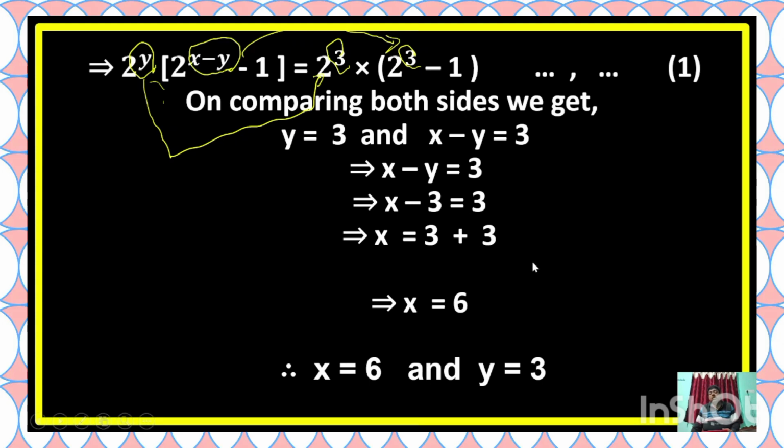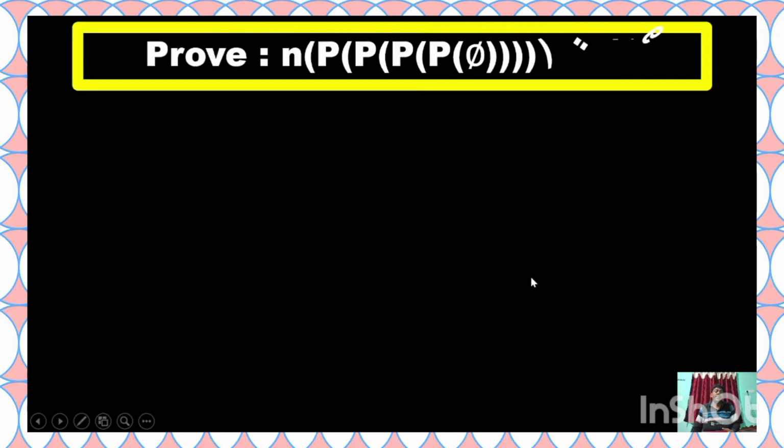Okay, let us come to the next problem here. Another interesting statement we are going to prove. The cardinality of the power set of null set is 16.